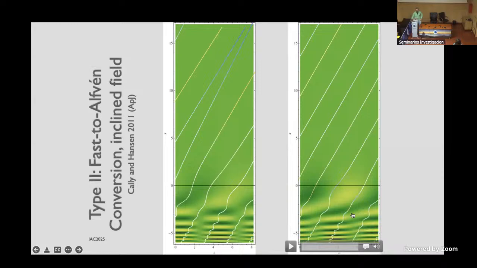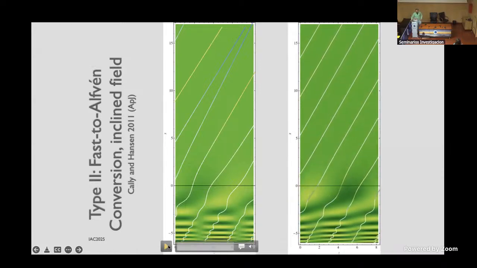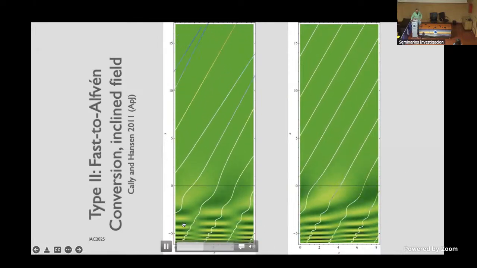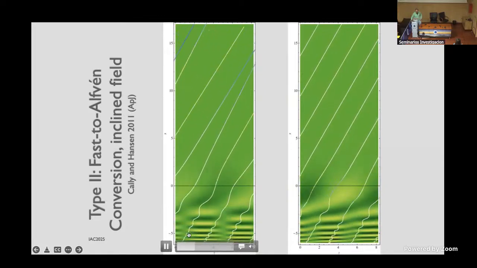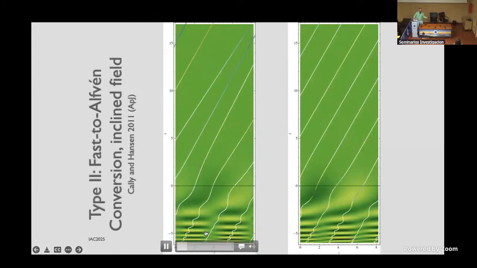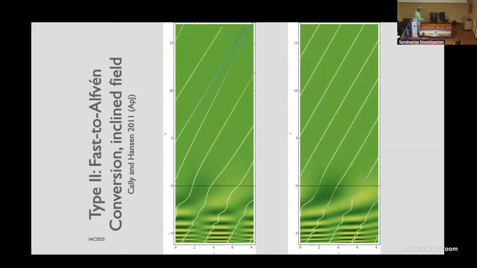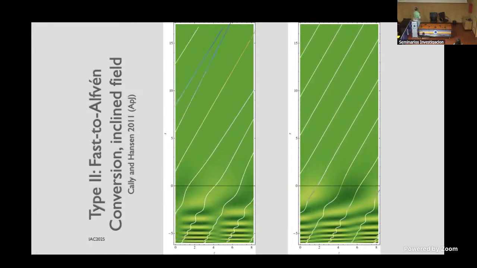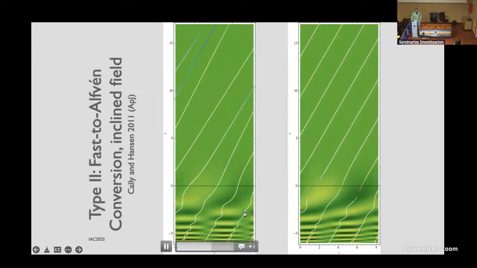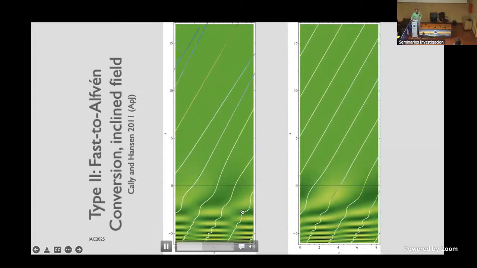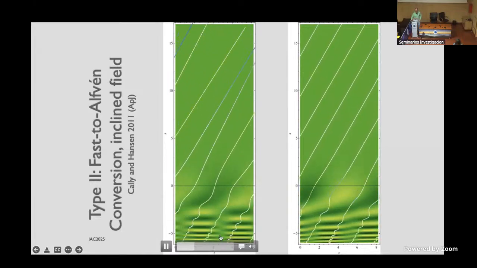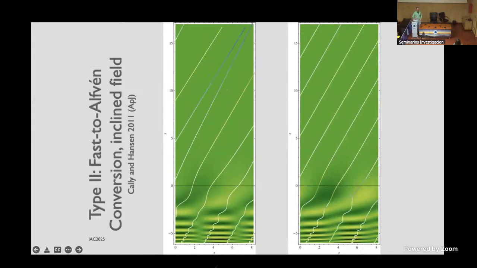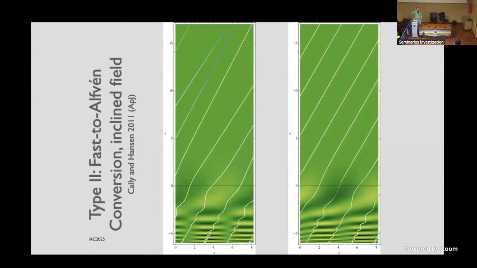So let's just see this in operation. So here at the bottom, I've imposed a fast wave. Just we can see it coming up and traveling along in that direction. The magnetic field is inclined like that. And you see it's reflecting here. This is basically as high as it gets. It's now evanescent above that height. But it's shaking the field lines. Those shaking field lines are the Alfvén wave. And that is continuing to go upwards.